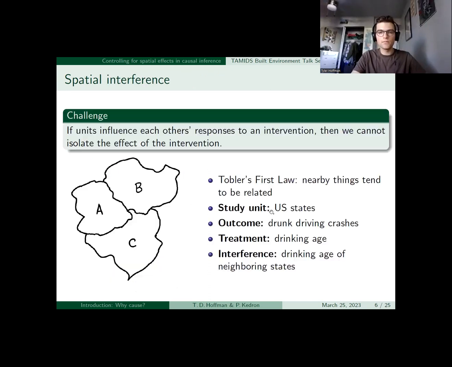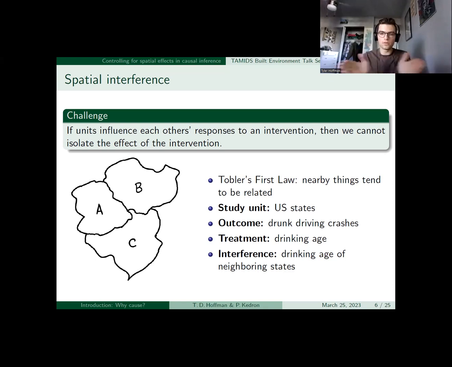The other issue that comes up in spatial analysis is spatial interference. If units influence each other's responses to an intervention, then we cannot isolate the effect of that intervention. Here, in the same drunk driving example, the interference may be the drinking age of neighboring states. Perhaps voters in state A lower the drinking age to 18, but voters in state B see that the drinking age is 18 over in state A, and they say, we don't want it to be that low, we're going to keep it at 21. That's an interference effect. They see things happening in state A, they perceive something, and they alter the value of their treatment variable at that location as a result. And this causes problems in interference again, because we can't isolate the effect of a given intervention in a given location.